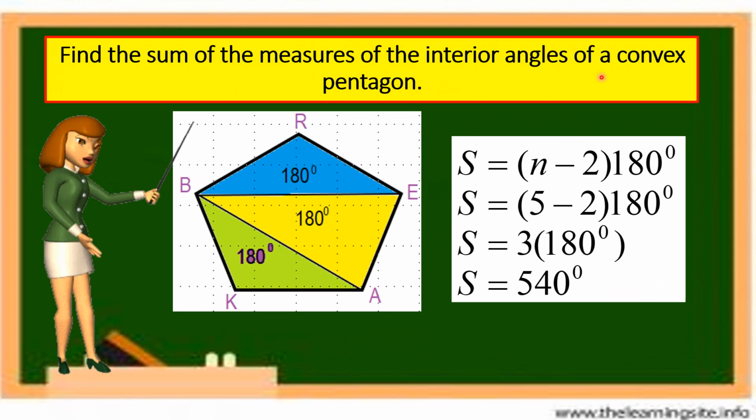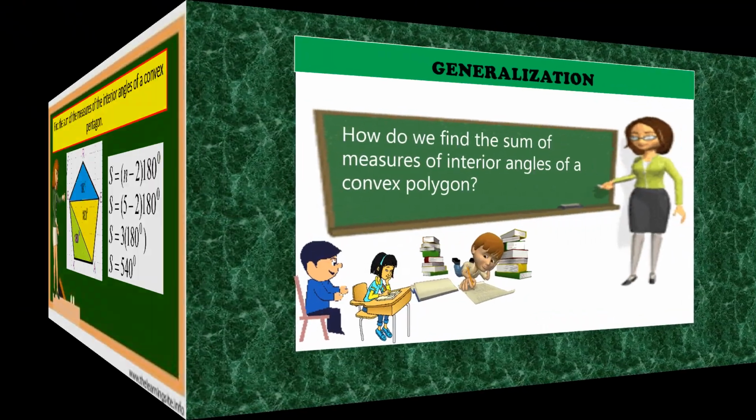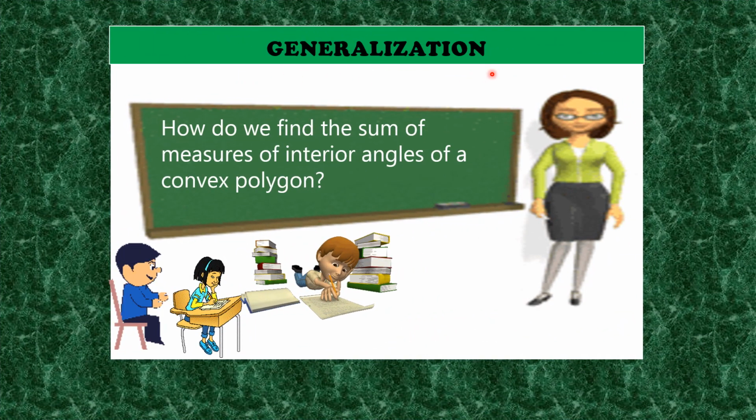Find the sum of the measures of the interior angles of a convex pentagon. A pentagon is a polygon of 5 sides. So S equals n minus 2 times 180 degrees. N is 5. 5 minus 2 times 180, that is 3 times 180, 540 degrees. Or, this is 180, this is another 180, this is another 180, 180 times 3 is 540 degrees. We have our generalization.